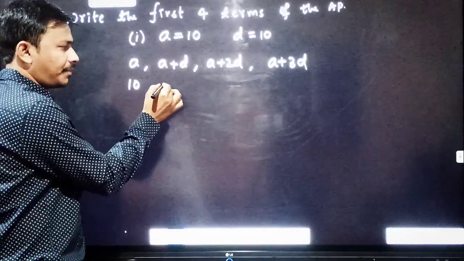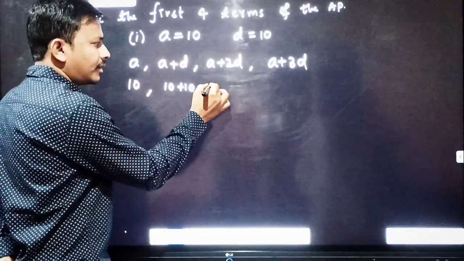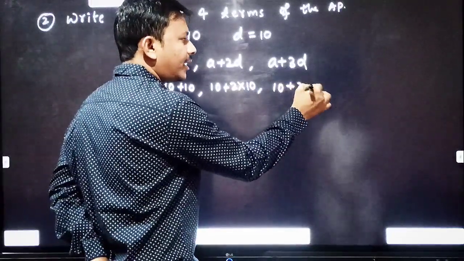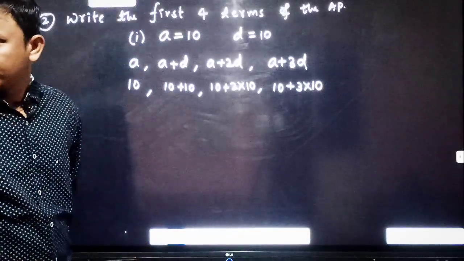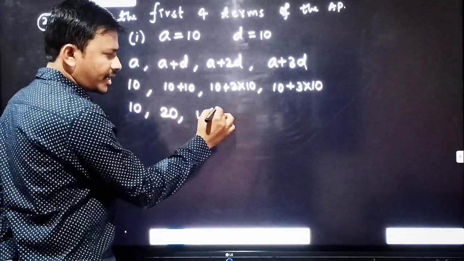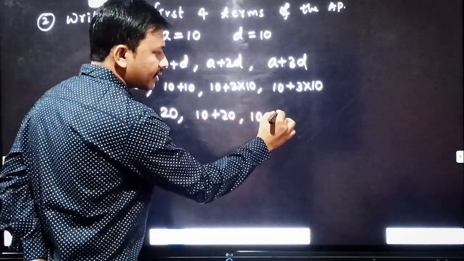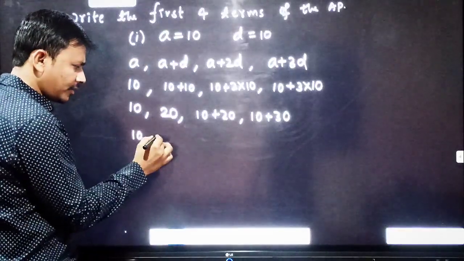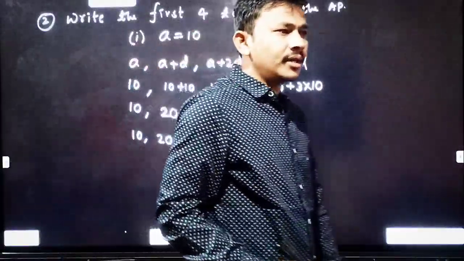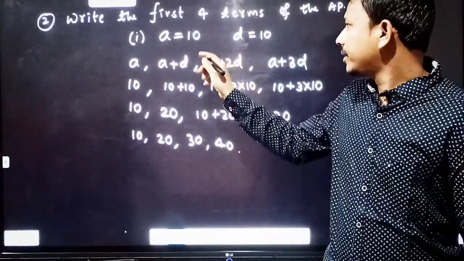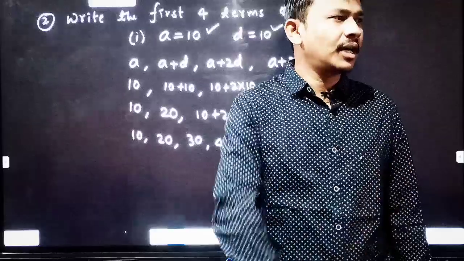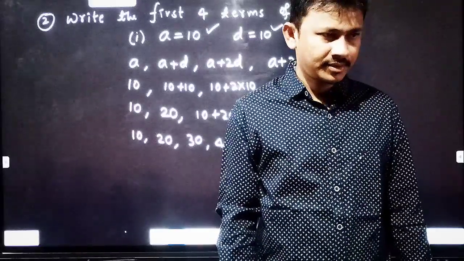10, comma, A plus D: 10 plus 10, 10 plus 2 into 10, comma, 10 plus 3 into 10. Okay. Then 10, comma, 10 plus 10 is 20, 10 plus 20 is 30, 10 plus 30 is 40. So 10, 20, 30, 40. Correct? They have given the first term and the common difference. What we need to find out? The first four terms of the AP. Correct? This is the solution.